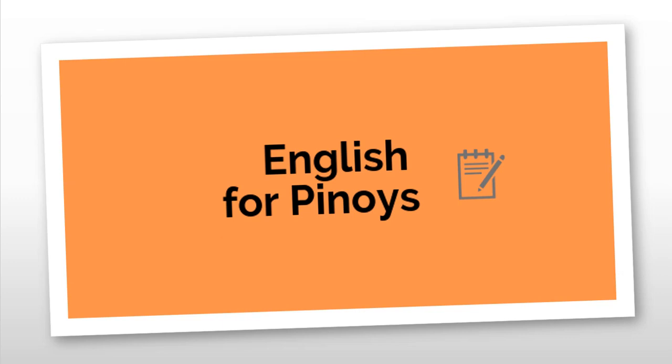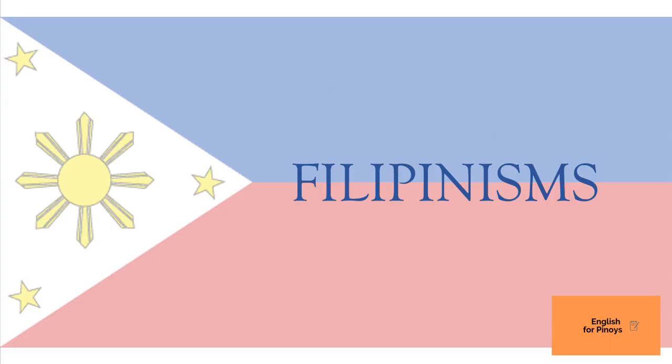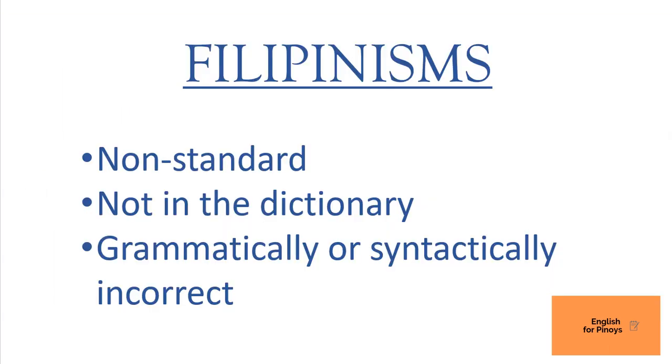Now, in this first, or rather second video of the channel, we'll be talking about Filipinisms. Okay? But first of all, of course, we have to define what Filipinisms are. Filipinisms are words that we Filipinos use that are either non-standard, meaning native English speakers do not usually use them or use them differently. Some Filipinisms also are not in the dictionary, meaning we just invented them. And the other type of Filipinisms are actually words or phrases that are either grammatically incorrect or syntactically incorrect.